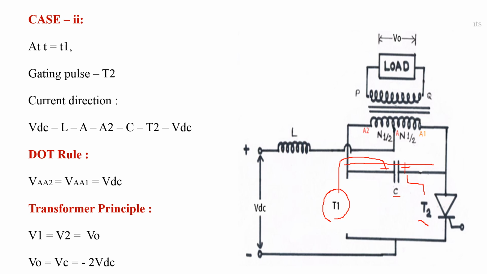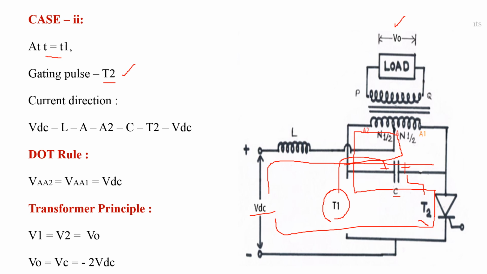In this case, at time t is equal to T1, we apply the gating pulse to the forward blocking mode thyristor, that is T2. So T2 starts conducting and allows the flow of current from source to load in the direction of VDC plus, inductor L, primary winding terminal A, terminal A2, capacitor C, thyristor T2, VDC minus, that is in this path.